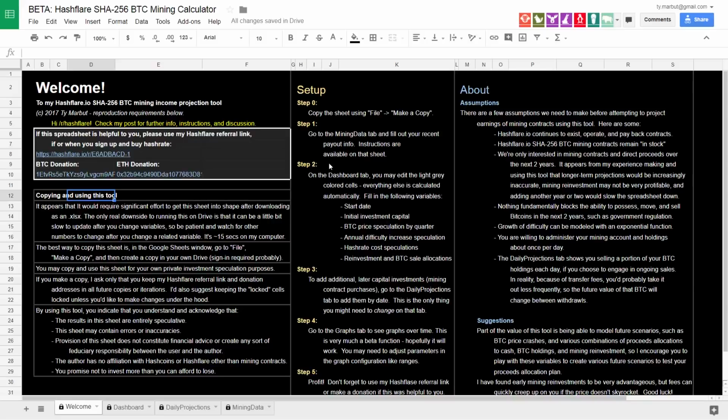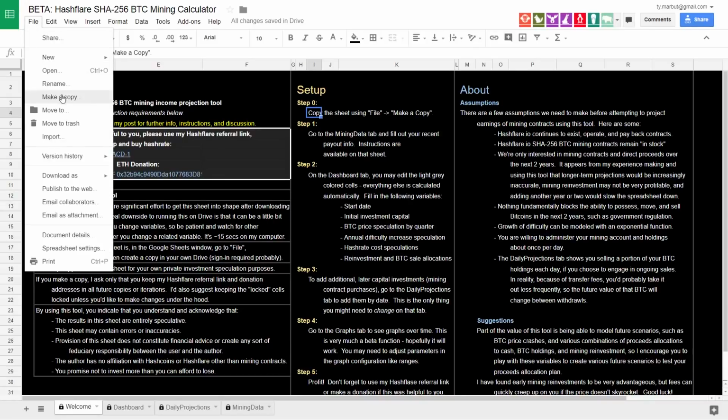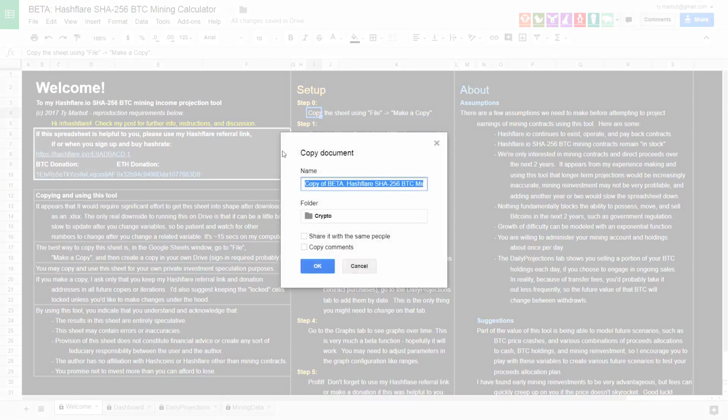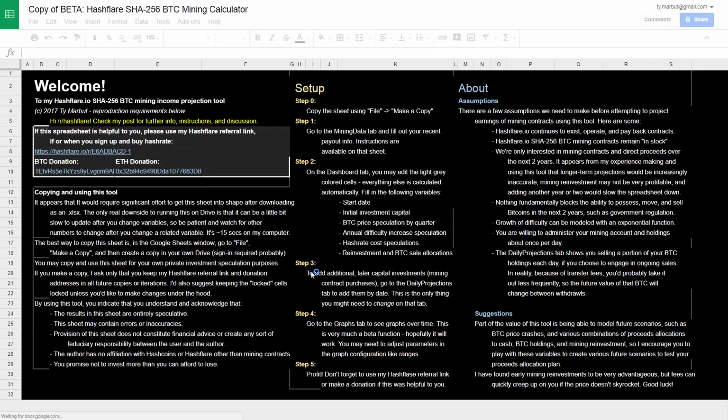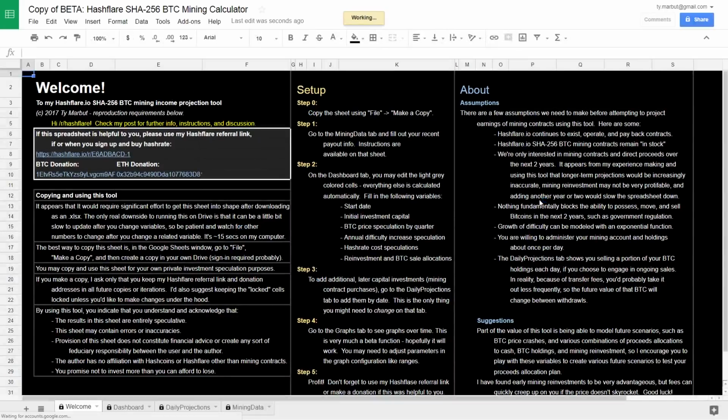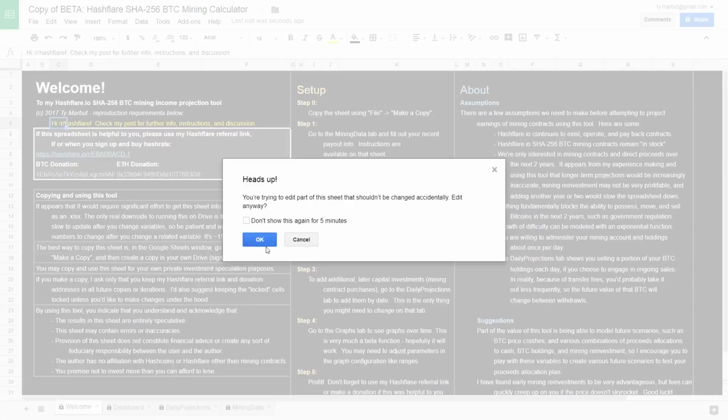Just FYI. On the setup, the very first thing it says to do is go make a copy. So we're just going to go up here to File and make a copy, and we can just call it copy. That's fine. Then I click OK, and we're going to go into our new copy. It's going to take a second for the formatting. Yeah, there we go. All right, so now we have a nice new fresh copy of this, and I'll just delete this message to our Hashflare.